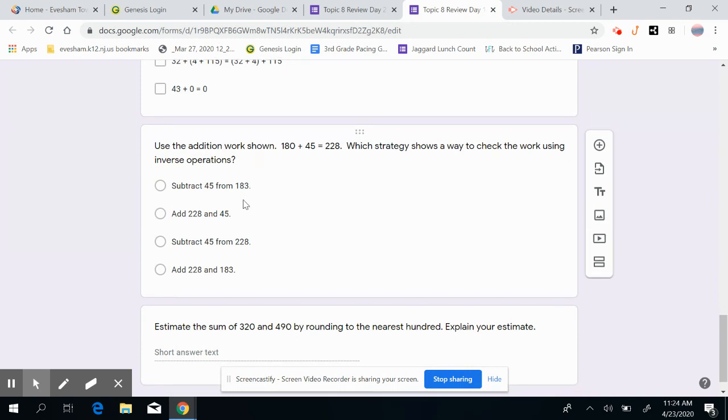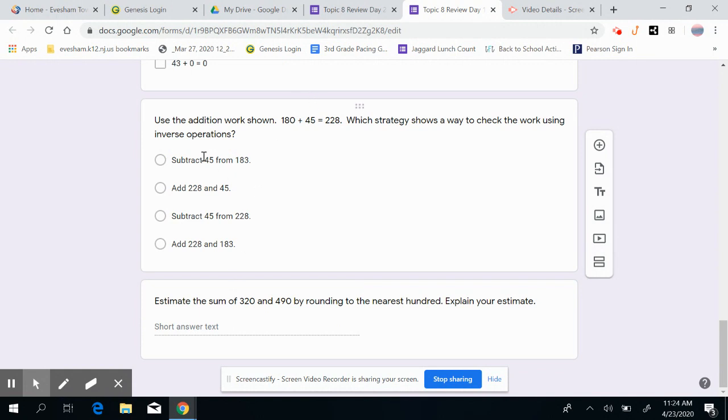And then this is just which strategy shows a way to check your work using inverse operations, right? So inverse means the opposite operation, okay? So what would you do? You would subtract 45 from 228 and see if you get 180. And that would be the inverse operation.